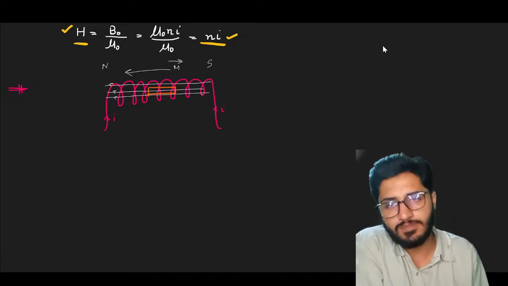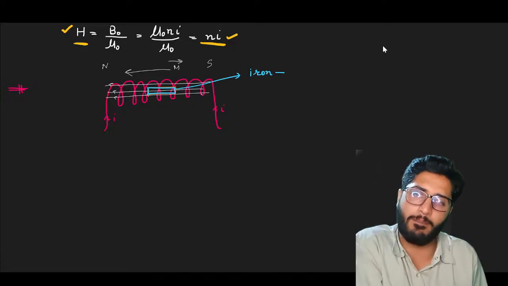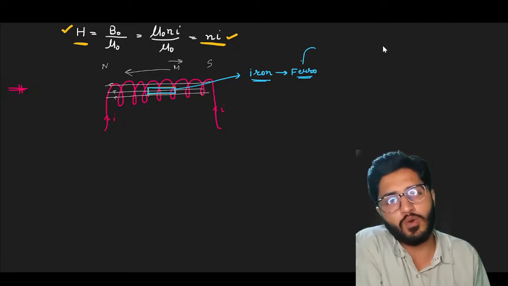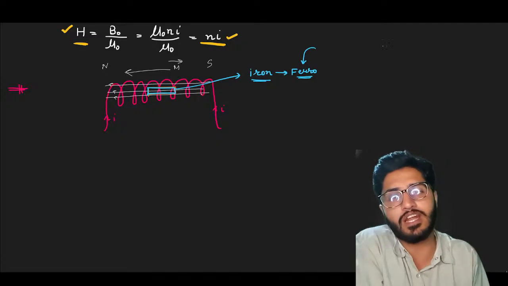Now let us place a ferromagnetic substance here. Let us suppose it is iron. This piece is iron, and iron is a ferromagnetic substance. We know that whenever we place a ferromagnetic substance within a magnetic field, it will try to attract.